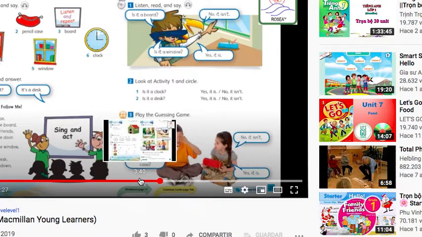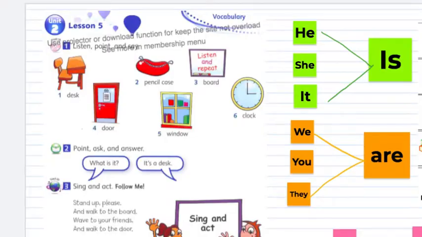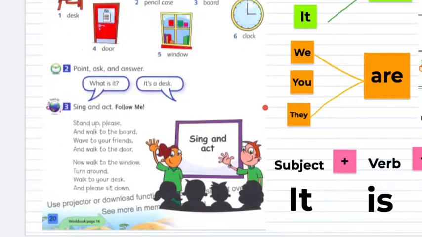One, desk. Listen, point, and say. One, desk. Two, pencil case. Three, board. Four, door. Five, window. Six, clock. Unit Lesson 5, Activity 3, page 20.